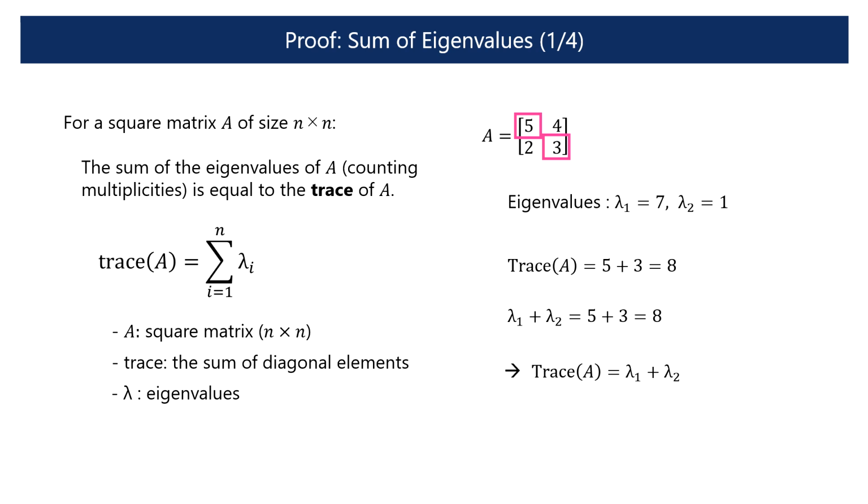Now, we are ready for proving the property, sum of eigenvalues. This property says that for a square matrix A of size n by n, the sum of the eigenvalues of A is equal to the trace of A.